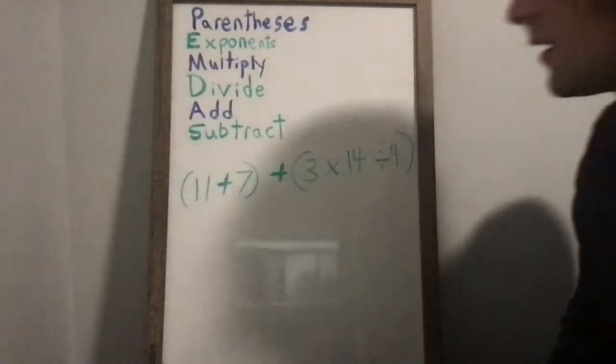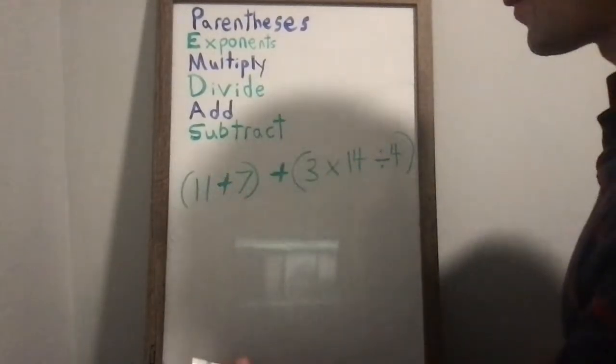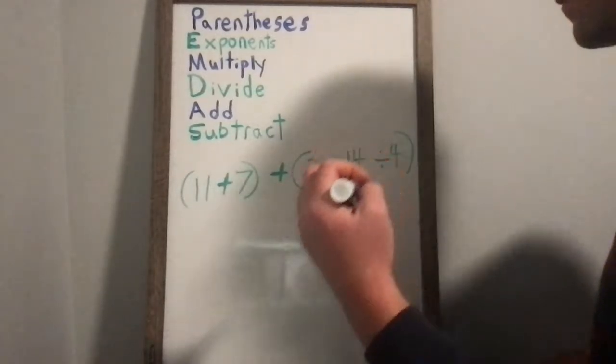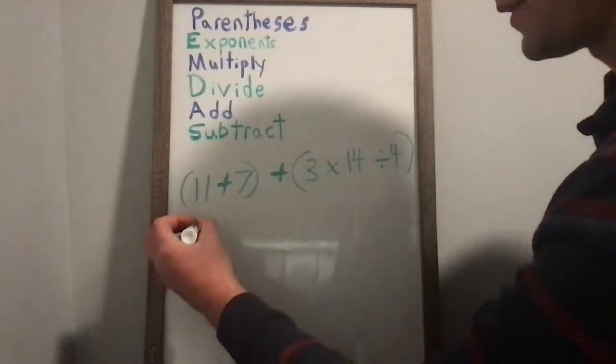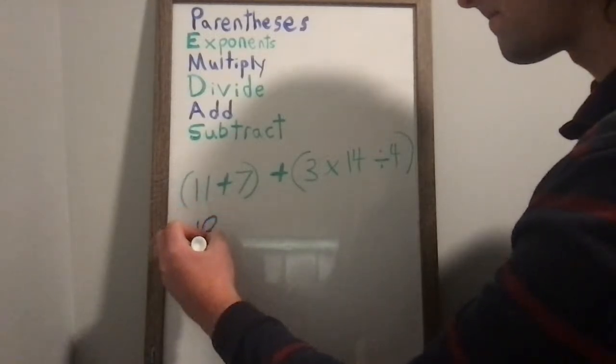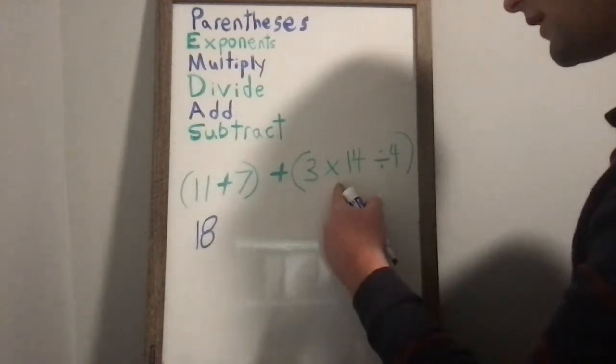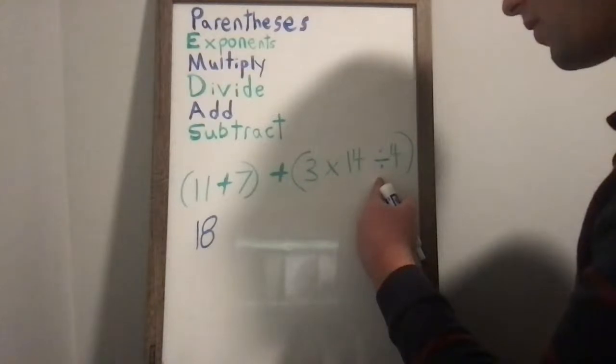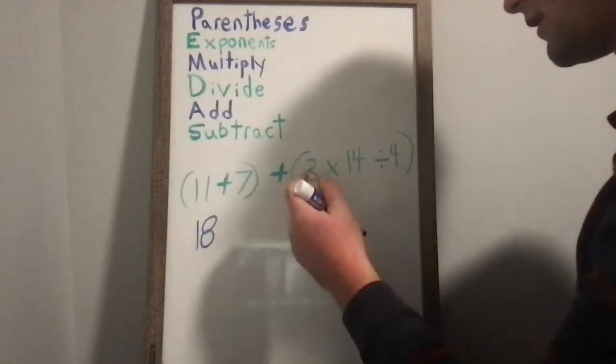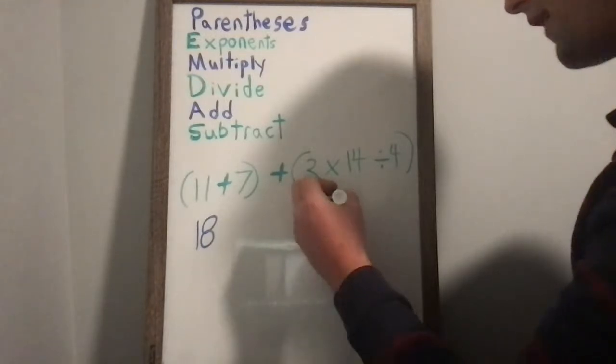So we always start with whatever is in the parentheses. So 11 plus 7 equals 18. Three times 14 is 42. 42 divided by 4 is 10.5.